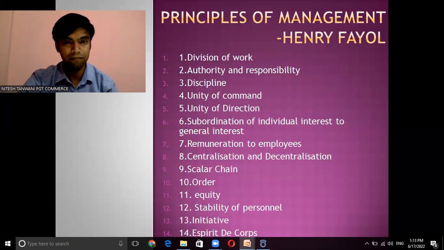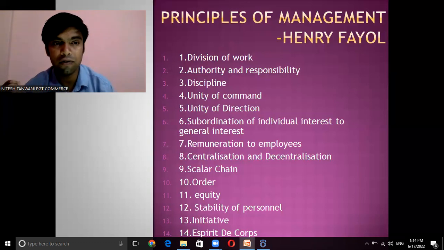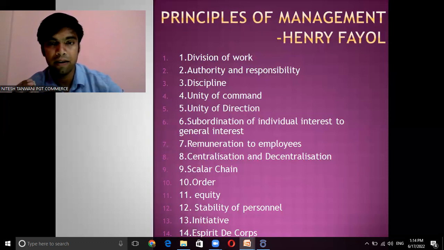Sixth point is subordination of individual interest to general interest. Individual interest means the personal interest of the employees, and that should be converted to general interest. This is the role of the manager. He has to convert their individual interest to general interest. Like one employee has to pay his child's fee, another has to build his house. So the manager's job is to convert their individual interest to general interest.